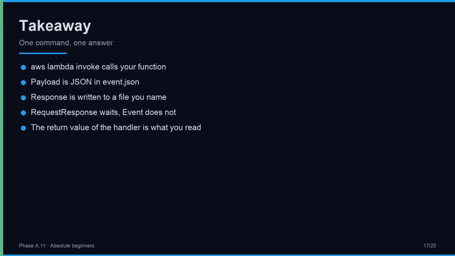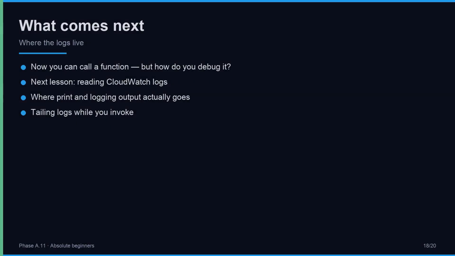One command, one answer. You can deploy a function and you can invoke it. The natural next question: when something goes wrong, where do you look? The next lesson answers that. Lambda writes everything your function prints to a service called CloudWatch Logs. You will learn how to list log groups, read the latest events, and tail logs live while you invoke. The handler is no longer a black box.